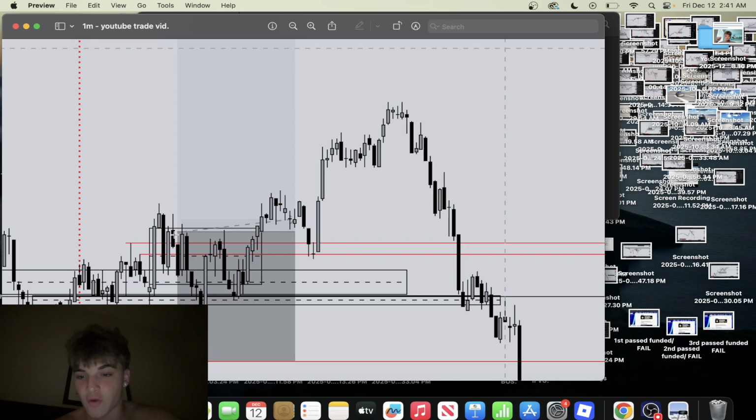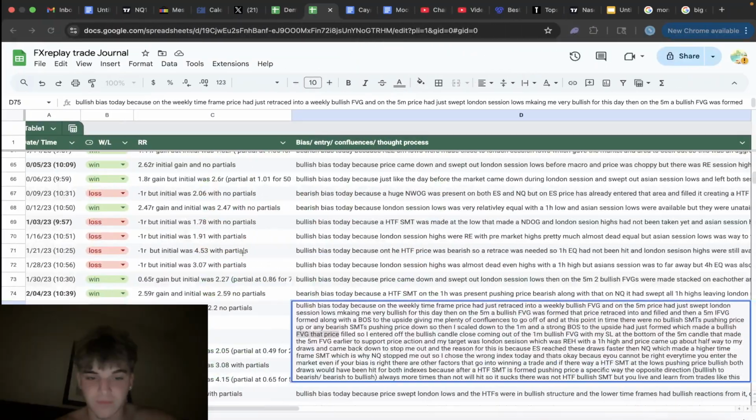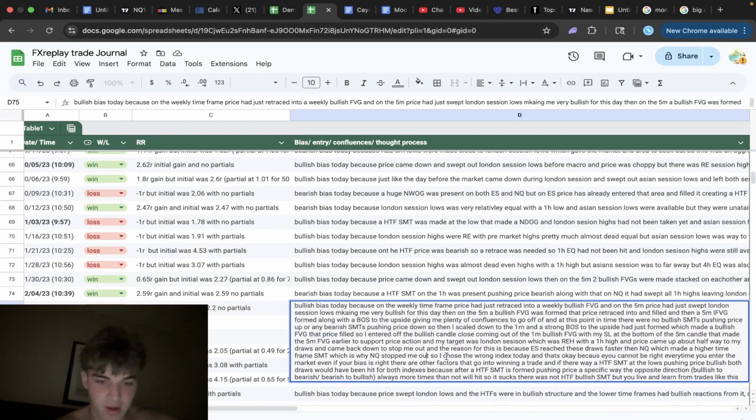So I entered right here on this candle. I know it shows here, but I entered right here off the bullish candle close coming out of all of these good confluences. And my stop loss, right here, is at the bottom of the 5 minute candle that made the 5 minute fair value gap earlier, to support price action.